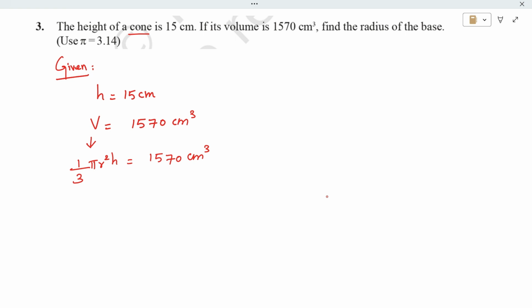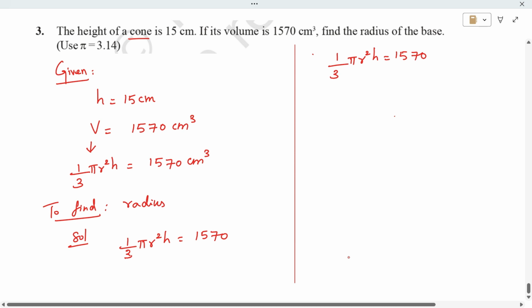So now I need to find the radius. So let's start from the formula. The volume of the cone is given as 1570. So substitute the value of pi. In the question, they have mentioned to use pi as 3.14. So if they have stated, we have to use the same. So pi is 3.14 times r square, which we don't know so we are keeping it as it is, and h is 15 centimeter. That is equal to 1570, isn't it?